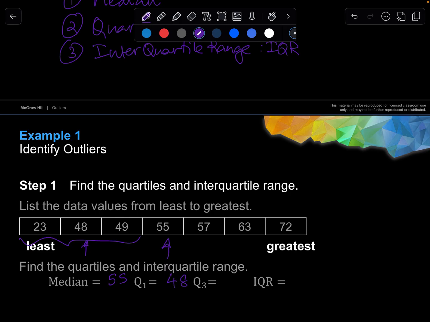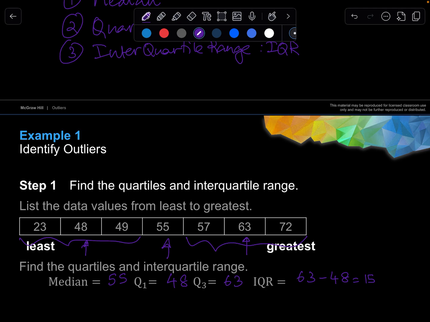Similarly, my data set for the third quartile is going to be the data set above the median. That's going to be again a set of 3 values, and the median of a set of 3 values is the one in the middle. So my Q3 is going to be 63. So my interquartile range is 63 minus 48, which gives me 15.